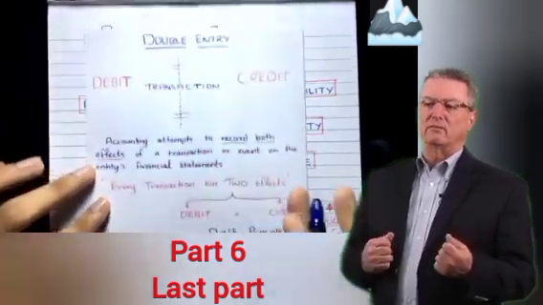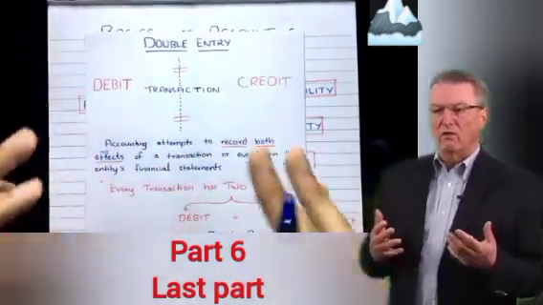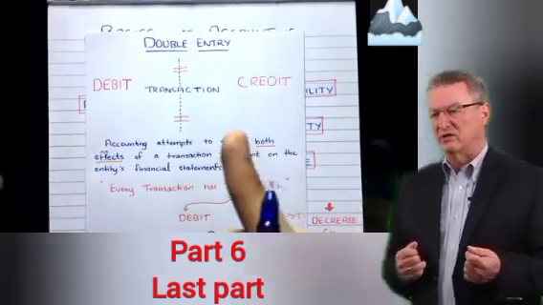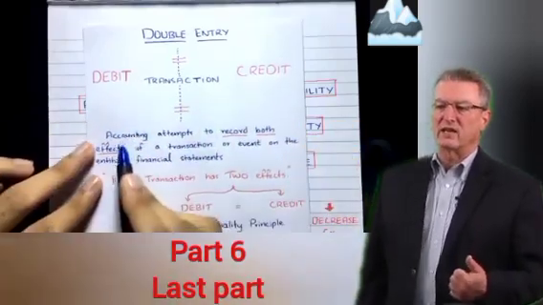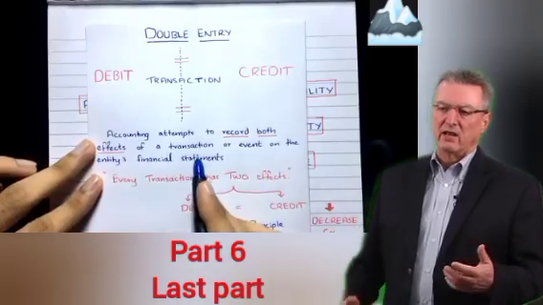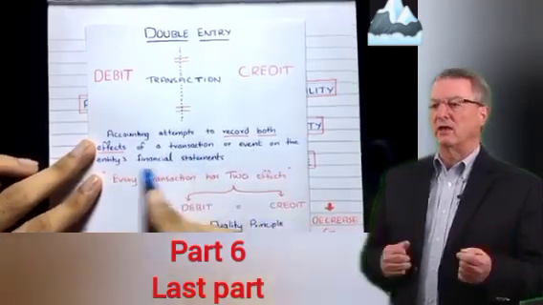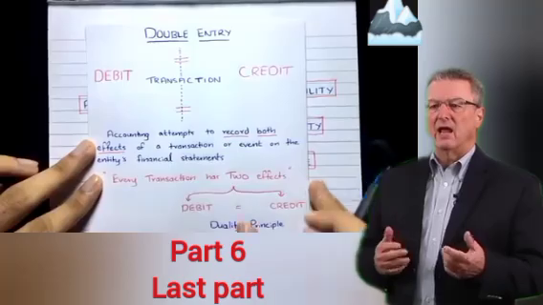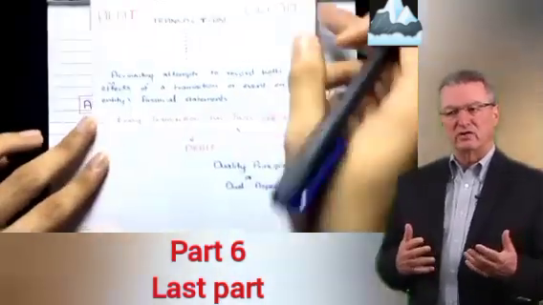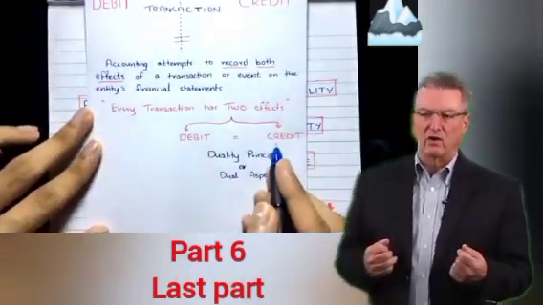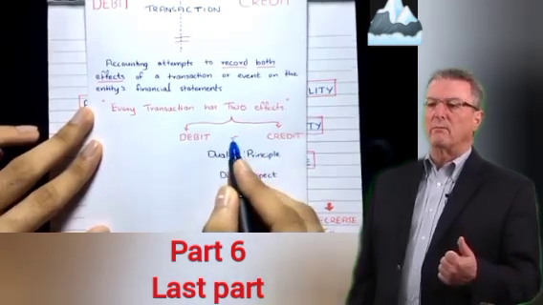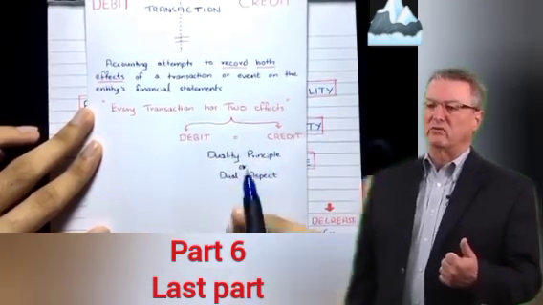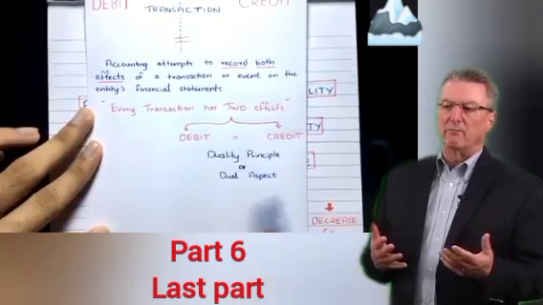We'll come to that. See here, we were in double entry. So in double entry, what it means is that every transaction has two effects, debit and credit, and both of them are recorded. Accounting attempts to record both effects of a transaction or event on the entity's financial statements. Those two effects are, as I said, debit and credit. And every transaction will have one debit, one credit, and the effect of them will always be equal. That's the duality principle.